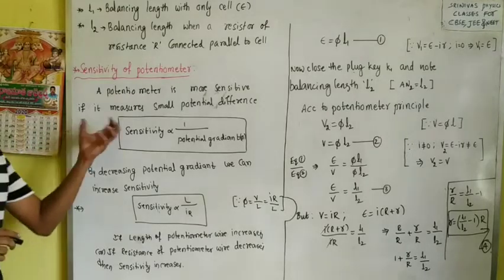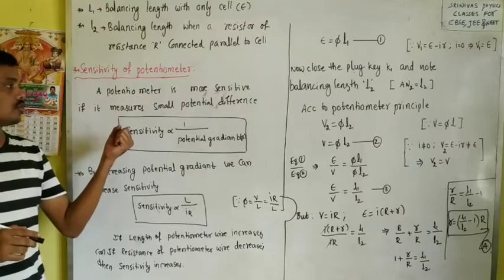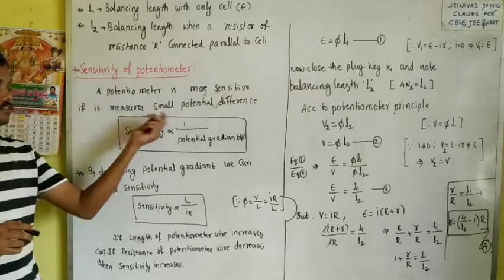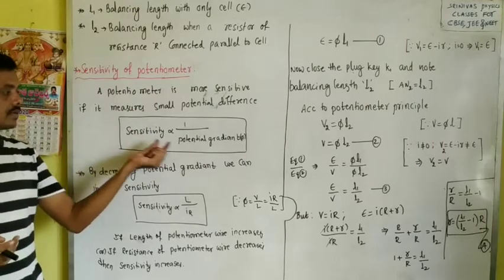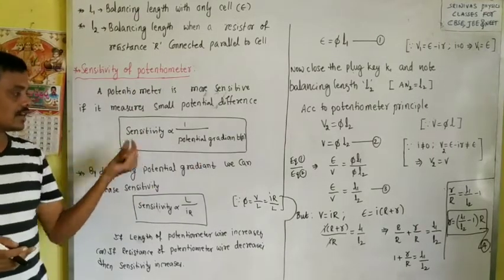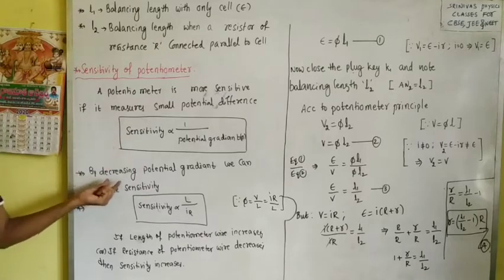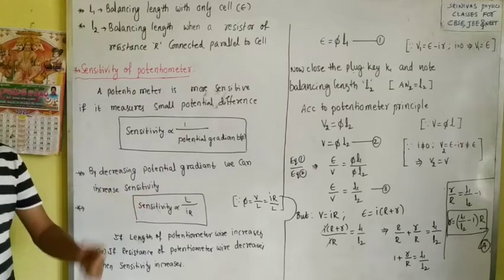Now, what is sensitivity? Sensitivity refers to the smallest potential difference measured by the potentiometer. If a small potential difference is measured, then its sensitivity is more. Sensitivity depends upon the potential gradient. That is how you can increase the sensitivity: by decreasing the potential gradient, we can increase the sensitivity.